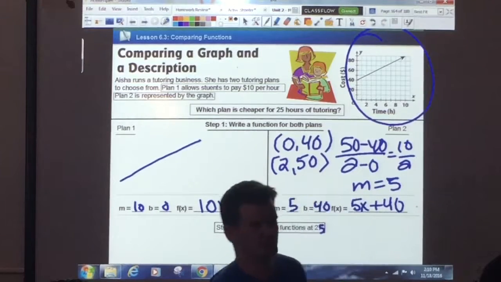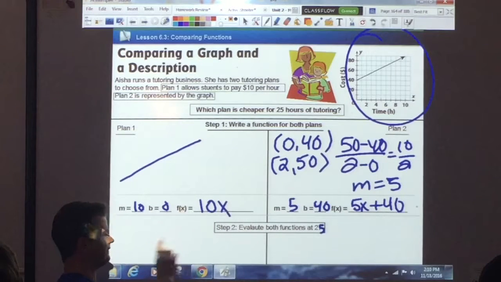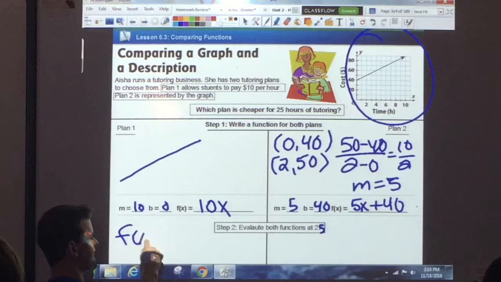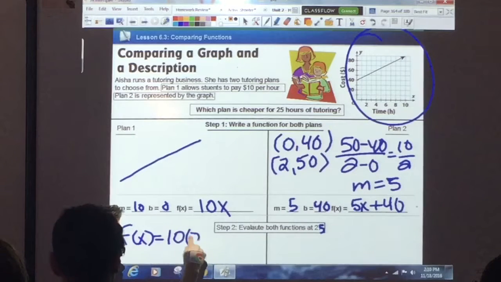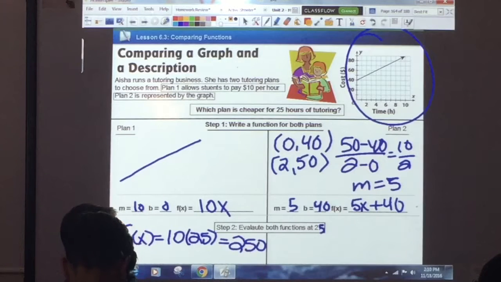Now that I have both the functions, I have to evaluate them for 25 hours of tutoring. I'm going to take 25 and substitute it into both functions. Over here, f of x is equal to 10 times 25. That gives me $250. So that's how much plan 1 costs for 25 hours of tutoring.